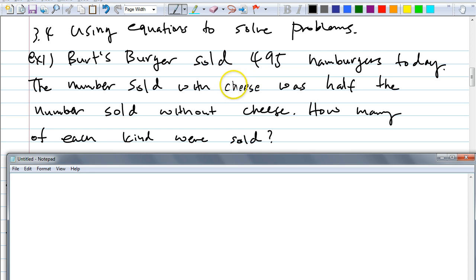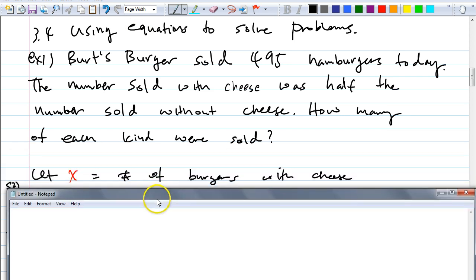Yes, one person? Come on. It's only one. Okay, yeah, over here. How about Lindsay? Let X represent how many burgers had cheese on it. Exactly. Let X be the number of burgers with cheese that was sold, or something like that. Okay, so write that down.